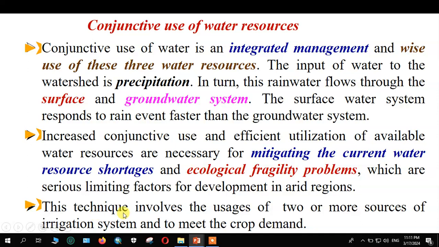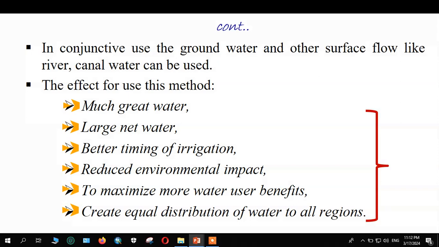This technique involves the usage of two or more sources in an irrigation system to meet the crop demands. In conjunctive use, the groundwater and other surface flows like river and canal water are used together.